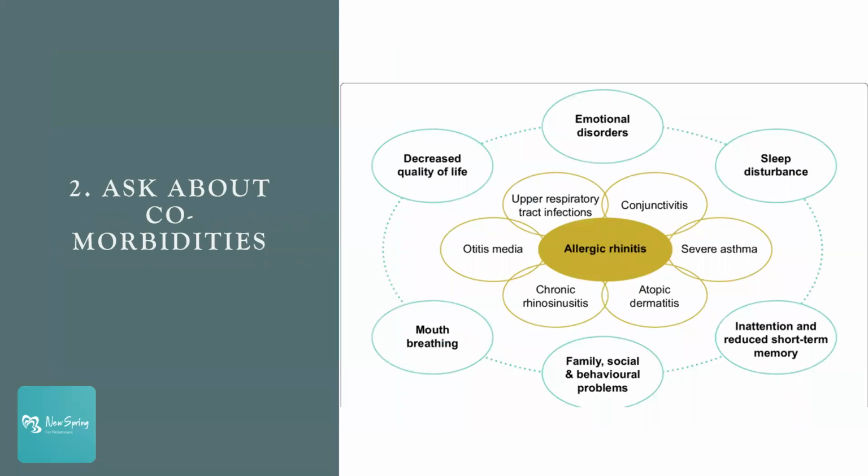As we can see in this figure, there are direct comorbidities like upper respiratory infections, conjunctivitis, severe asthma, atopic dermatitis, chronic rhinosinusitis, and otitis media. And this causes another circle of decreased quality of life, emotional disorders, sleep disturbance, inattention, reduced short-term memory, family, social, and behavior problems, and mouth breathing, of course.